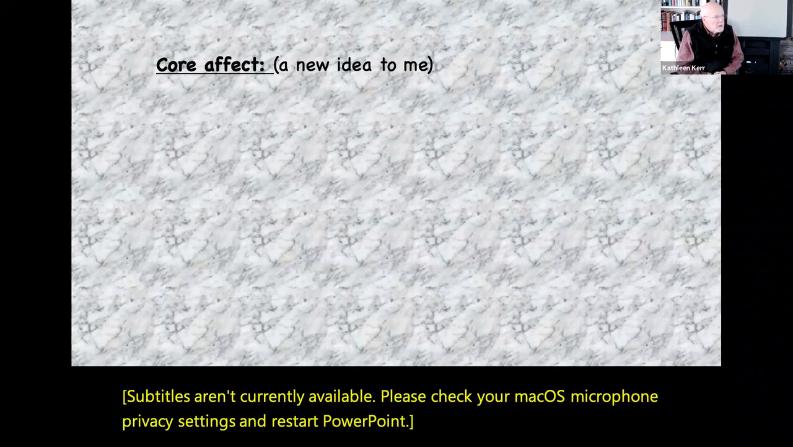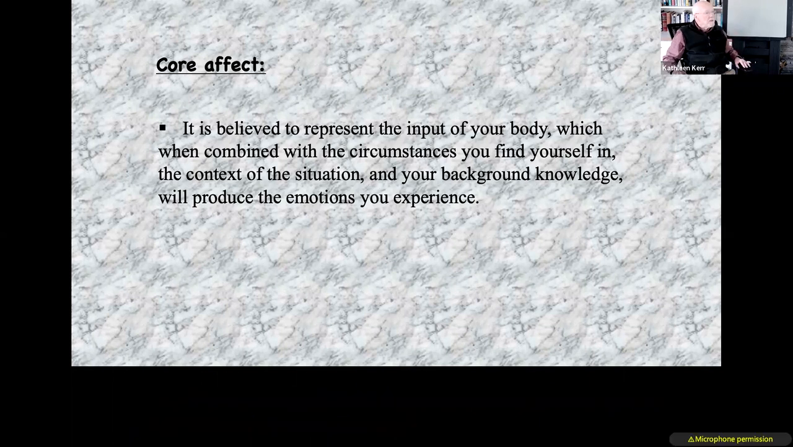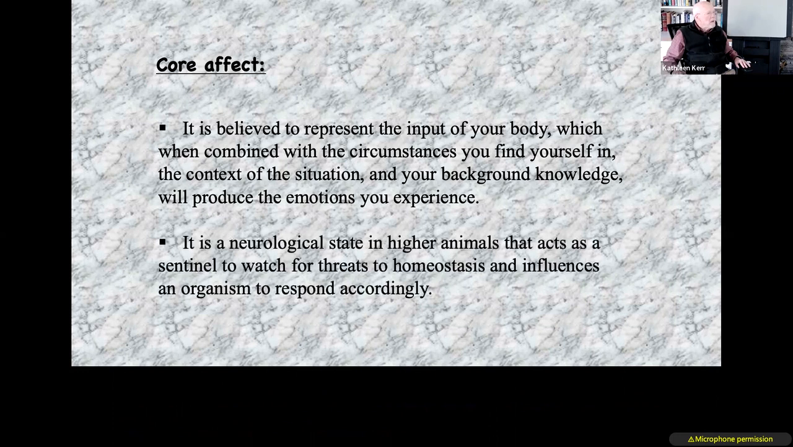So here's a concept, I said in the parentheses, a new idea to me, called core affect. I had never heard of that before. It is believed to represent the input of your body, which when combined with the circumstances you find yourself in, the context of the situation, and your background knowledge will produce emotions you experience. And that would be true for dogs, people, and beyond. I mean, I think I just never heard of it, the idea of core affect. Maybe others have, but he amplifies it by saying it's a neurological state in higher animals, more than just humans, that acts as a sentinel to watch for threats to homeostasis and influences an organism to respond accordingly.